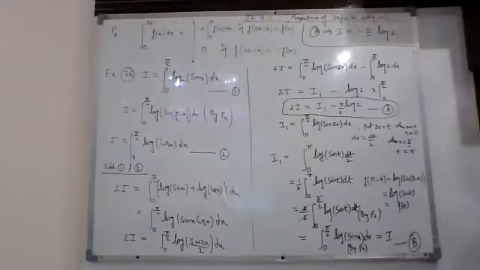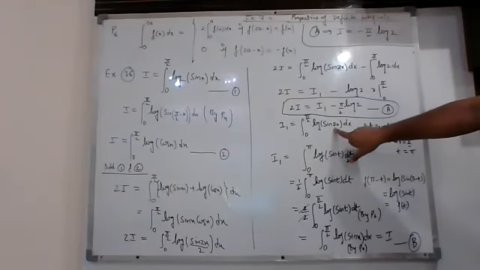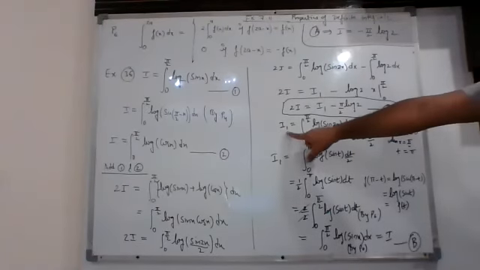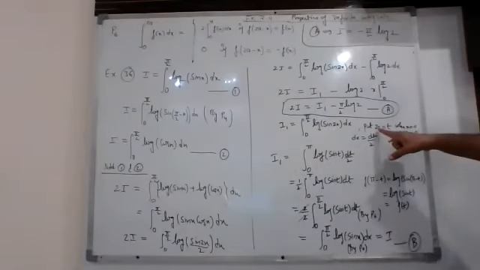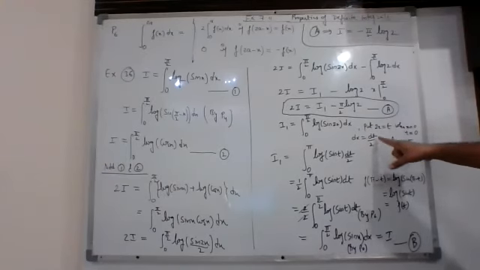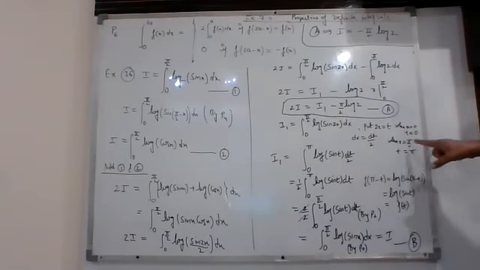Now, after this, you will put this 2x as t. We are focusing on this I1. We are putting 2x as t. So when you do that, 2x is equal to t, dx will be dt by 2. When x is 0, t is 0. When x is pi by 2, then your t will be pi.